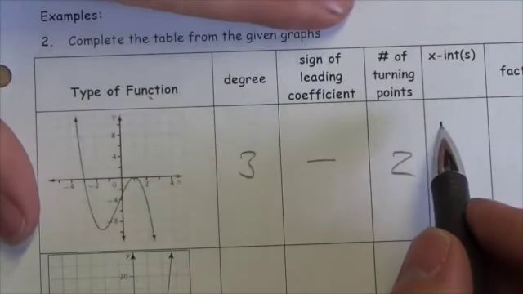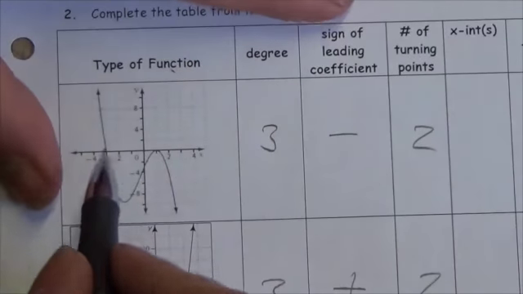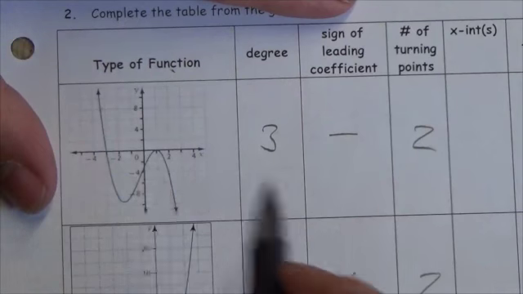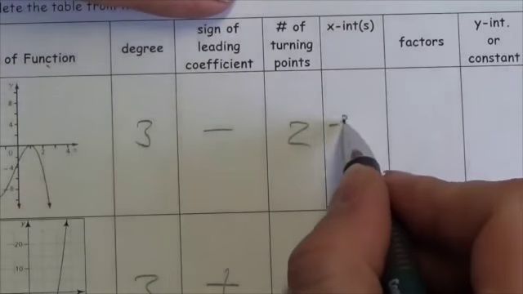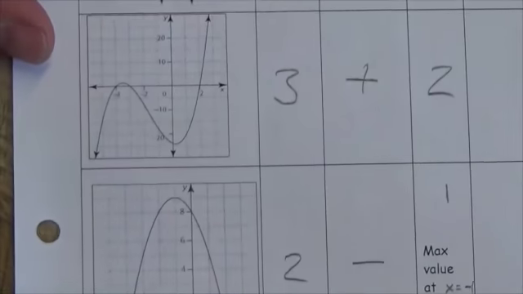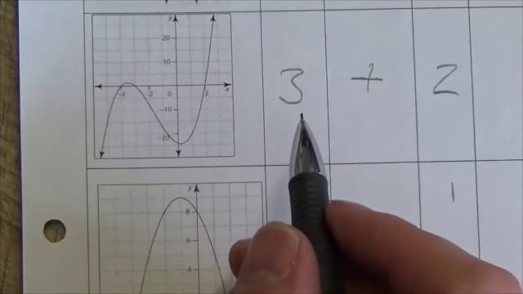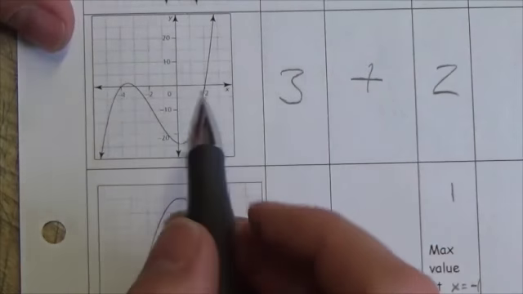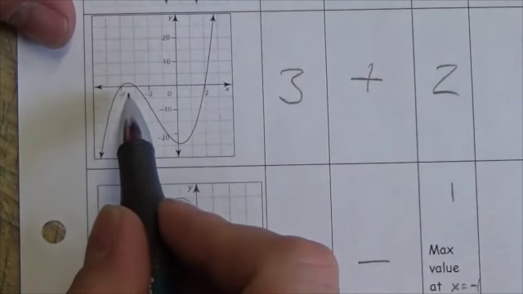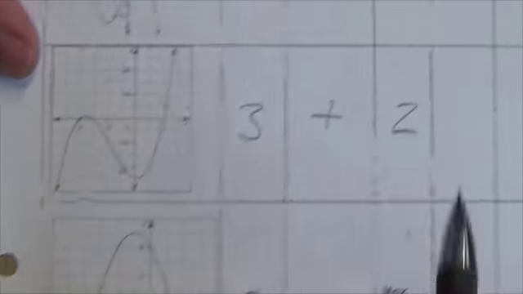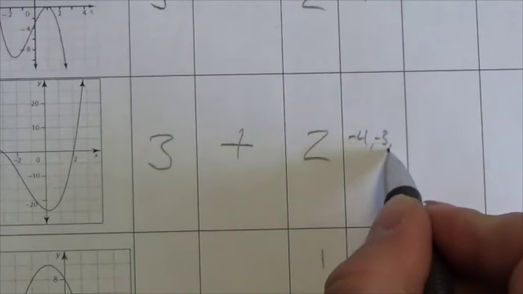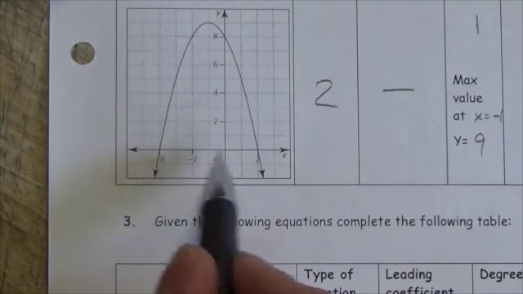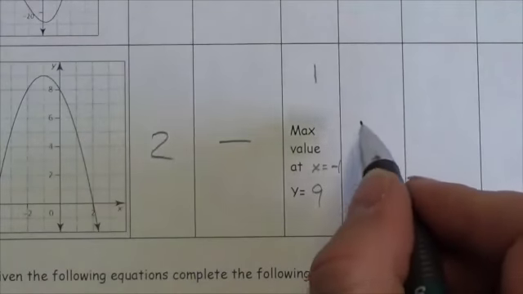Okay, x-intercepts. Well, looking at the graph here, looks like we're hitting it at -3. This looks like 1 here, so -3 and 1. And this is just reading it right off the graph. Now, sometimes that's not always easy to do, but that's all we're doing. So here, this is -4, looks like -3, and then +2. So -4, -3, +2. This one down here looks like -4 and +2.